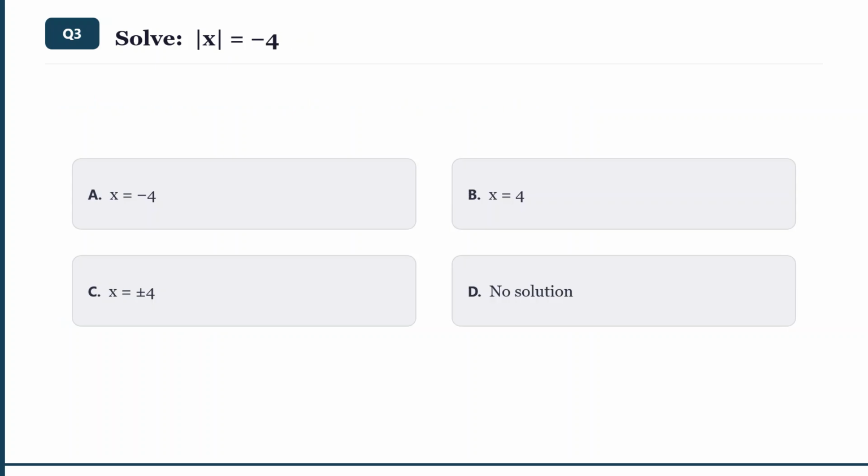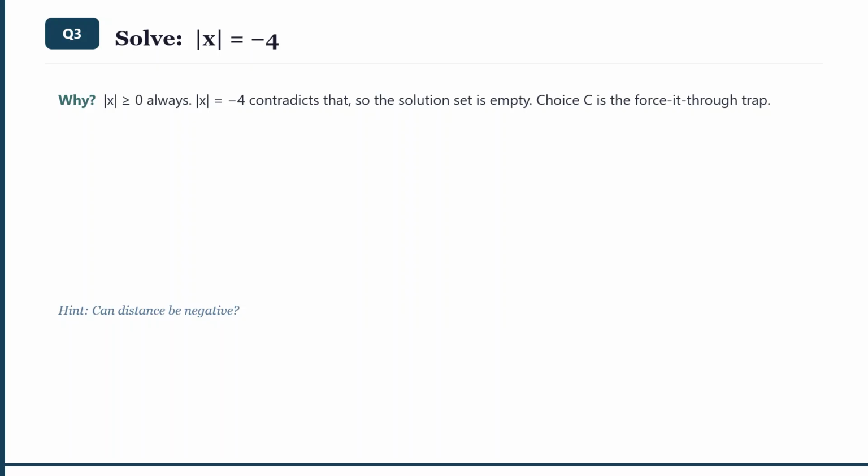Question 3. Solve. The absolute value of x equals negative 4. Pause. The answer is no solution. Absolute value is the distance from 0, and distance can never be negative. There is no real x for which the absolute value of x produces negative 4.